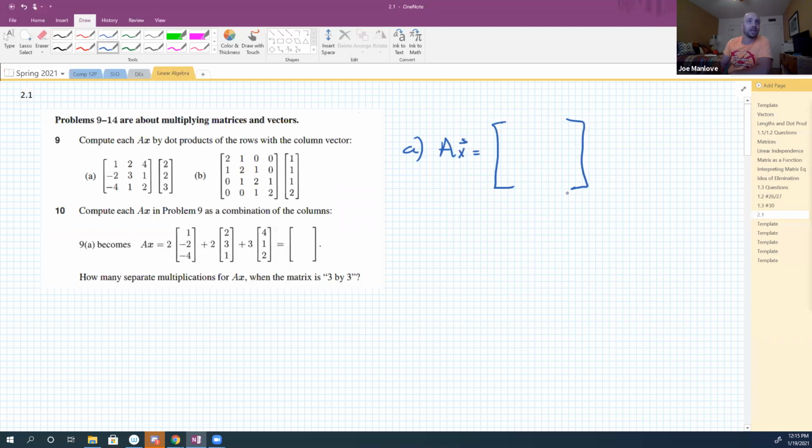How big is this thing? How big is this matrix A? 3 by 3. Good. That is a 3 by 3 matrix multiplied by a, how many rows does that vector x have? 3. Good. So that is a 3 by 1 vector. The fact that the 3's match means that I can execute this operation, and the result is a 3 by 1 vector. You guys all see that?